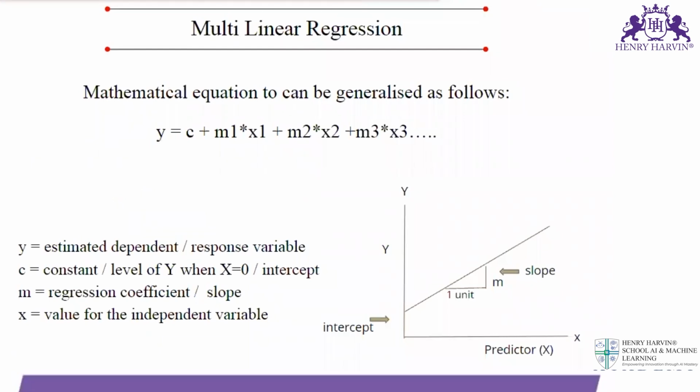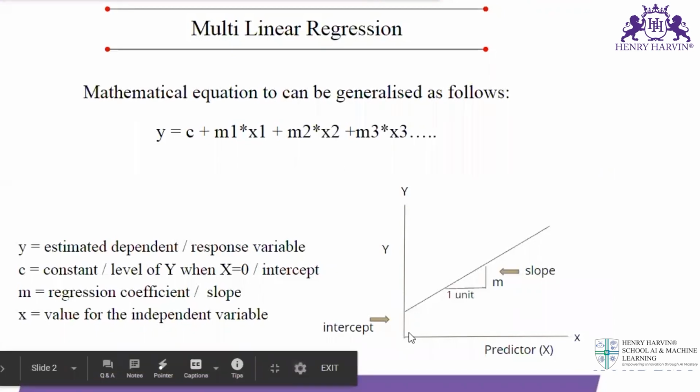The mathematical equation that can be generalized is y = c + m1*x1 + m2*x2 + m3*x3 and so on. Here y is the dependent variable, the variable whose value we want to predict, and c is the constant or the intercept. What is an intercept? It is the value of y where the value of the independent variable is 0.